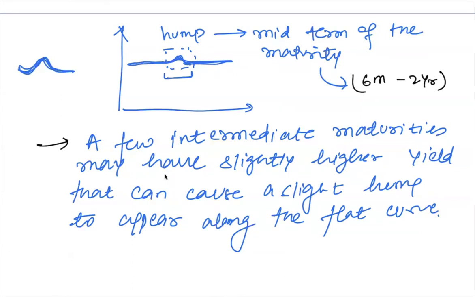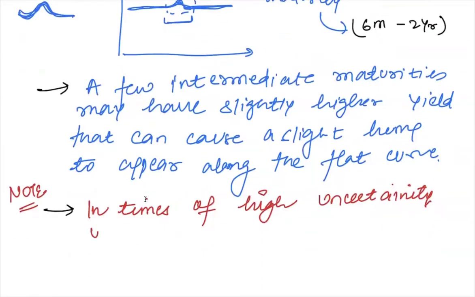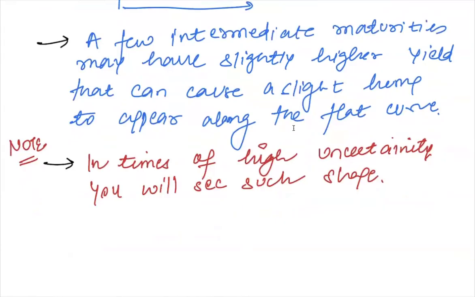So when do you observe such a shape? In times of high uncertainty. Just to note, in times of high uncertainty, you will see such a shape. Is this concept clear to everyone?